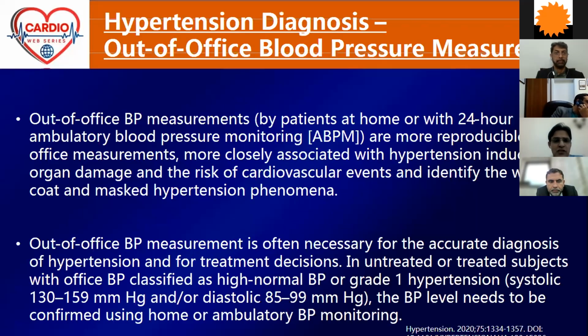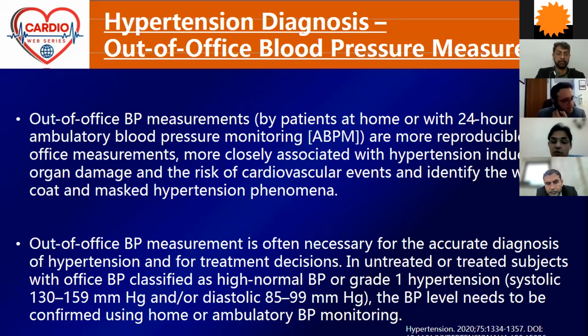Now let's focus on out-of-office blood pressure measurement. Out-of-office blood pressure measurement, either by home blood pressure monitoring or 24-hour ambulatory blood pressure monitoring, is more reproducible than the office measurement, more closely associated with hypertension-induced organ damage and the risk of cardiovascular events, and identifies the white coat and masked hypertension phenomena. It is often necessary for the accurate diagnosis of hypertension and for treatment decisions.